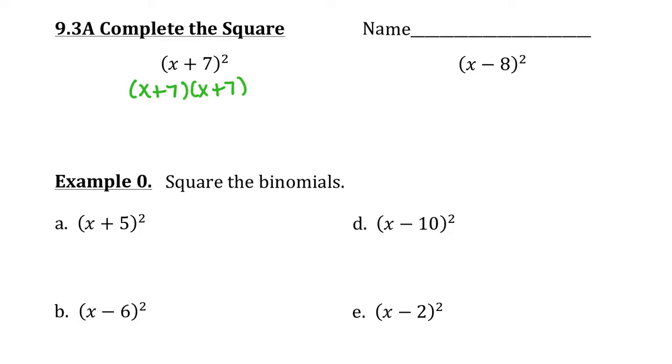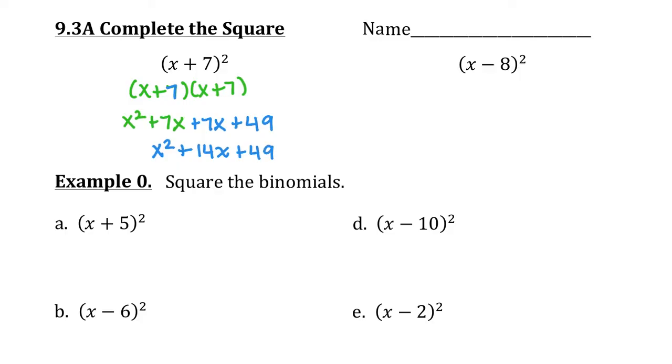Okay, normally if you were distributing, you would do x times x is x squared. X times 7 is 7x. And then remember, we would multiply the 7 now. 7 times x is 7x, and then 7 times 7 is 49. And then we got x squared plus 14x plus 49.